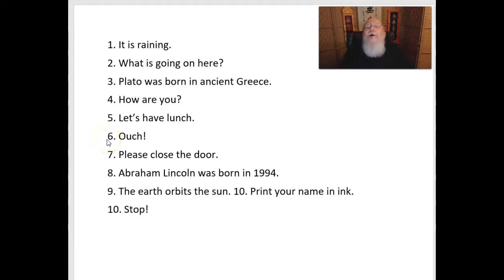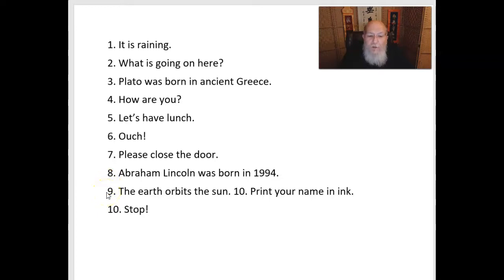"Ouch" is an exclamation, so it's not a proposition. "Please close the door" is an imperative, so it's not. Now look at number 8. Abraham Lincoln was born in 1994. Now that's either true or false. It's false, but it's still a proposition because it makes a claim, right? Remember, a proposition is a statement that can be either true or false.